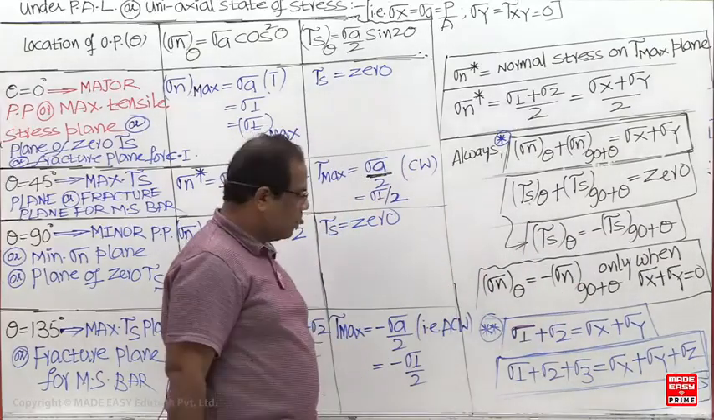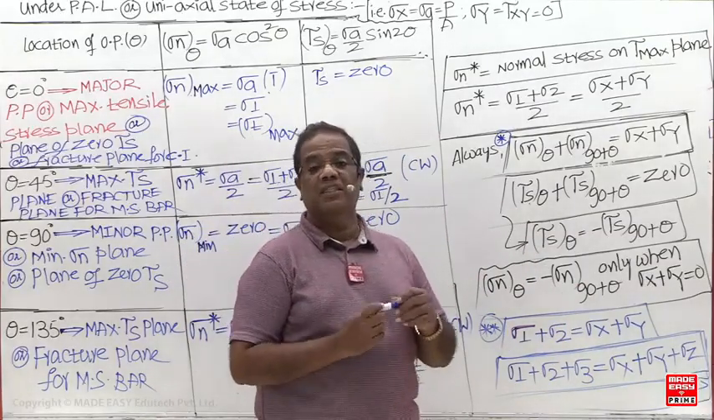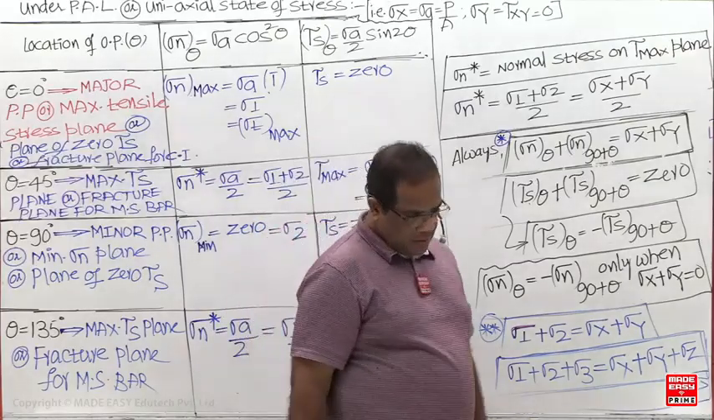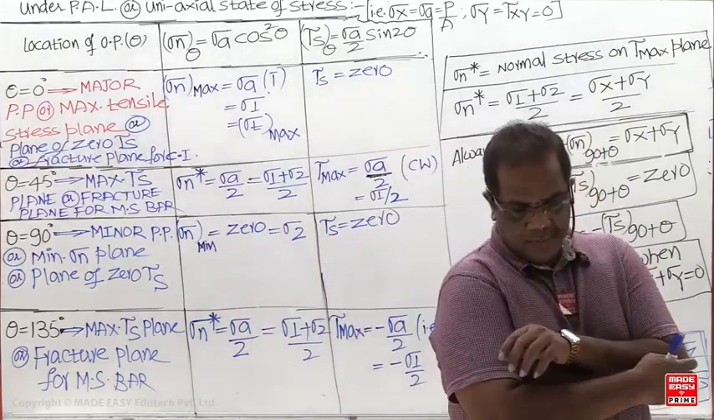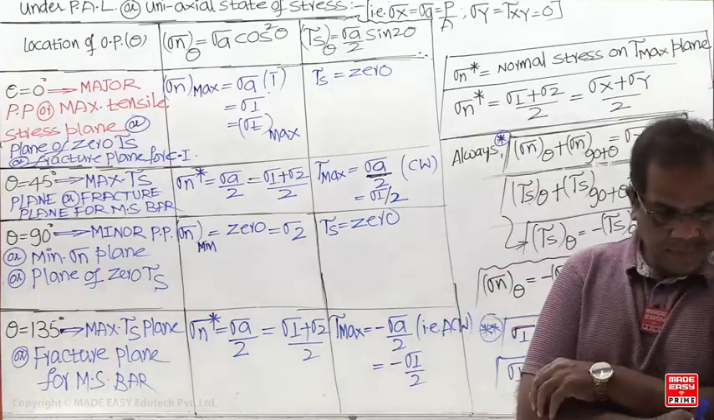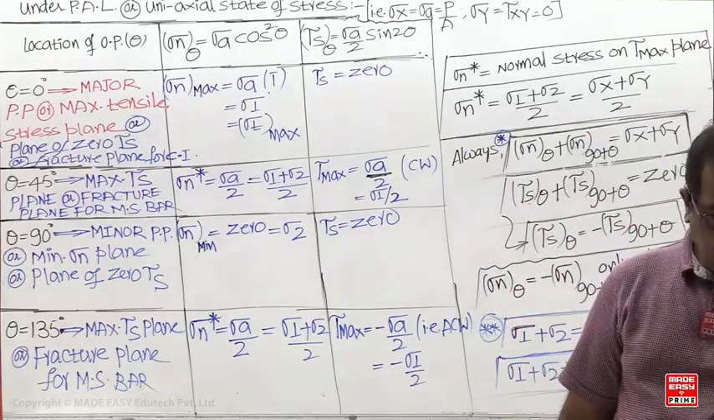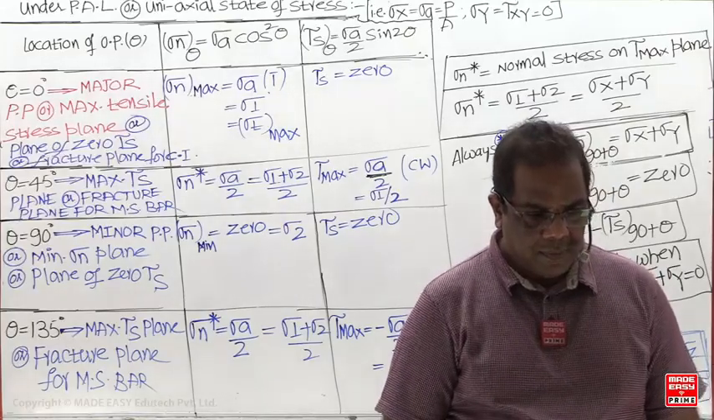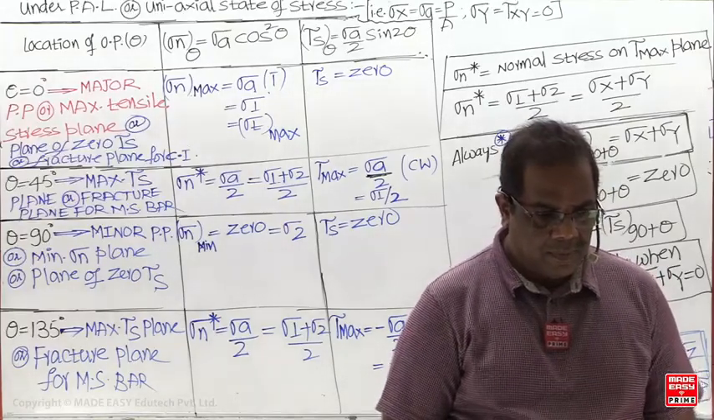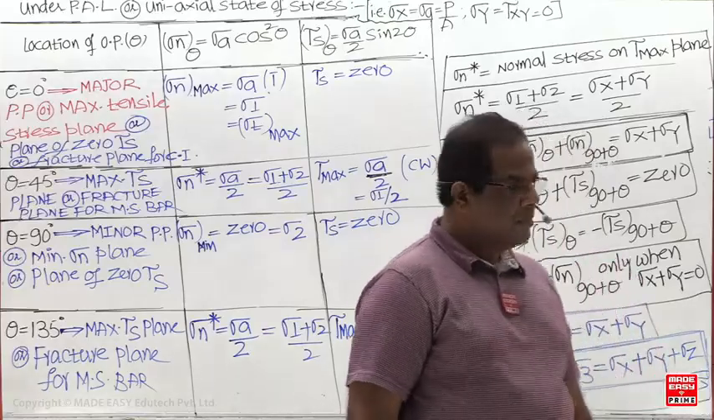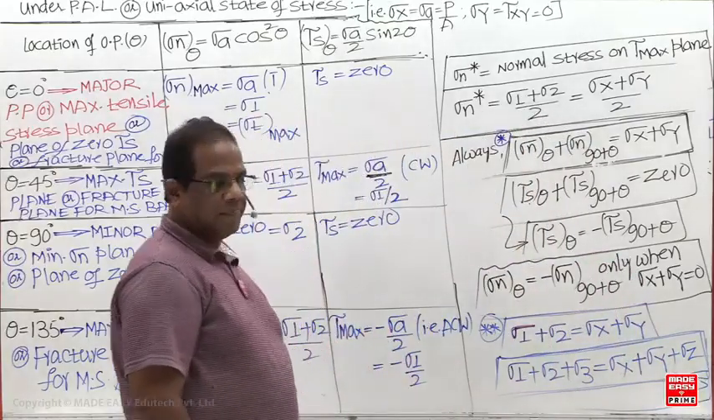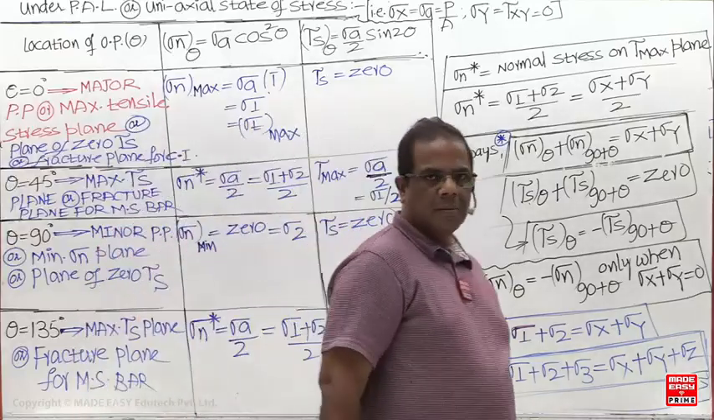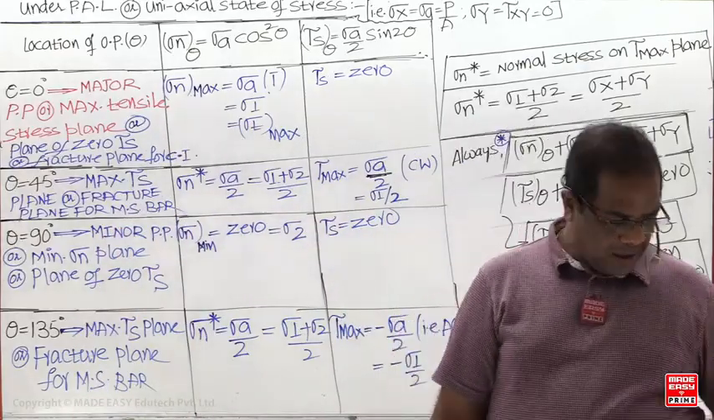Sigma 1 plus sigma 2 plus sigma 3 is equal to sigma x plus sigma y plus sigma z. Okay. Now write down the definitions.